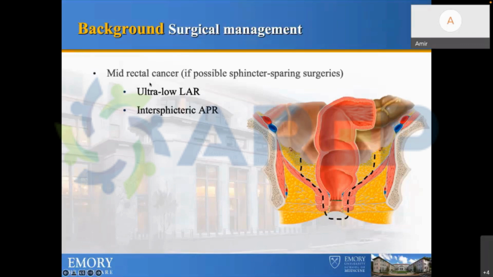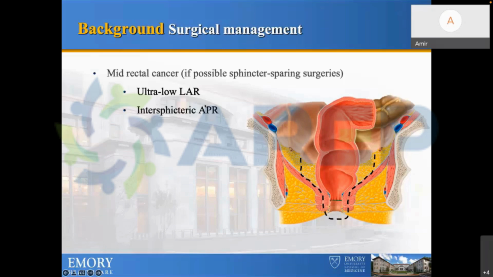For the mid rectal tumor, which is usually a little bit lower, if the tumor has not invaded the sphincters, they might consider doing the ultra low LAR, which is the extended resection margin a little bit lower but not touching the internal sphincter, or they do intersphincteric abdominoperineal resection.